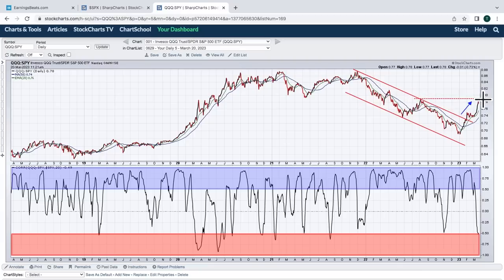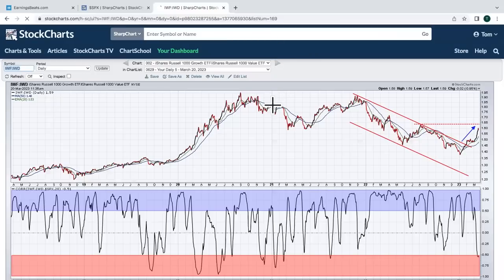We've got some overhead resistance that we're getting close to, but this channel looks like it's been broken, and now we're channeling higher, or we're trending higher, as this blue directional line indicates. So if you're bearish the market, you really want this QQQ versus a spider to start turning back down, because as long as it goes up, it's an indication that the market's likely to go up.